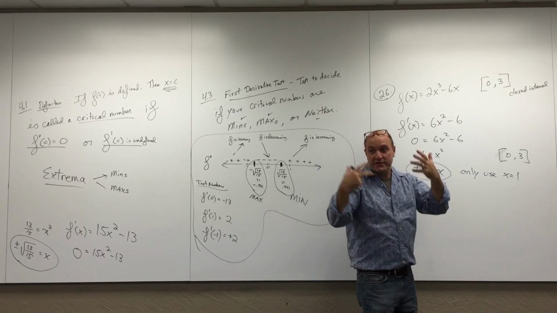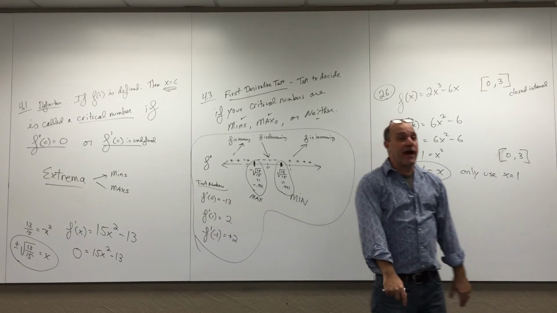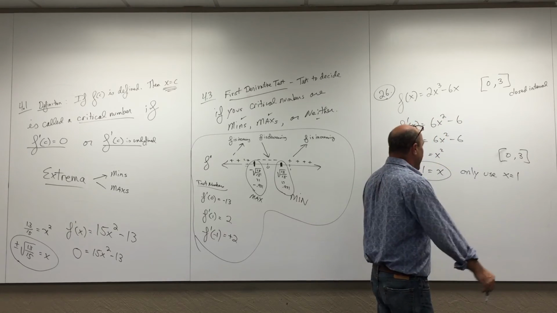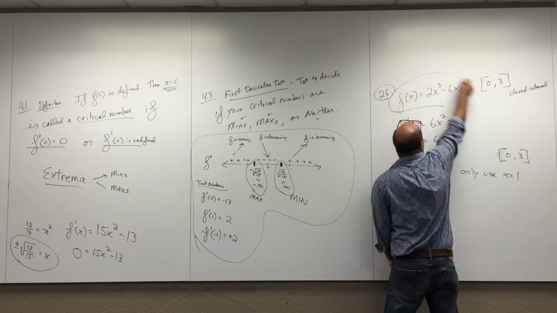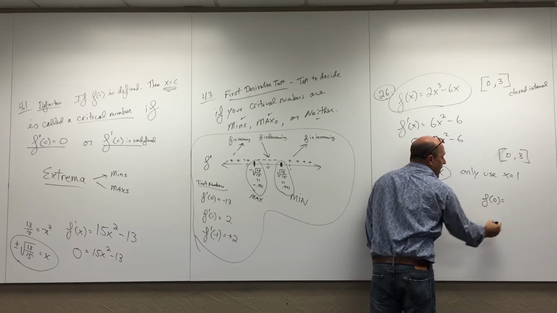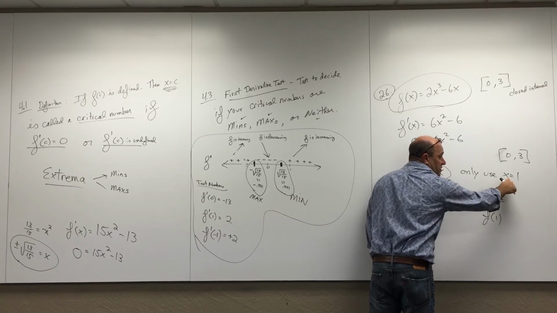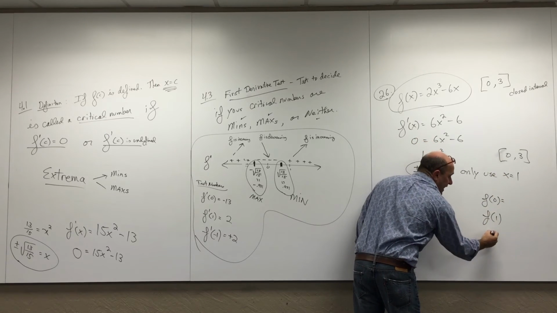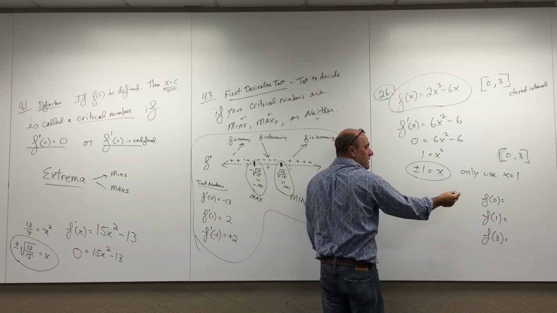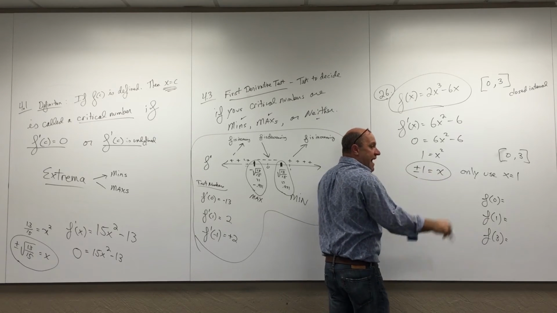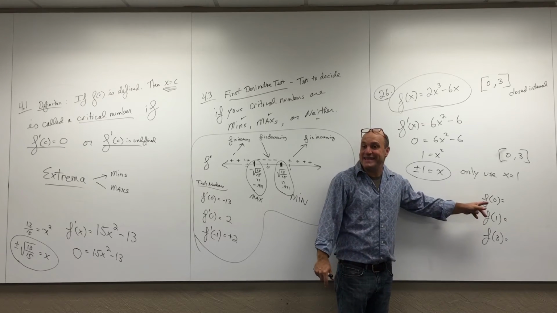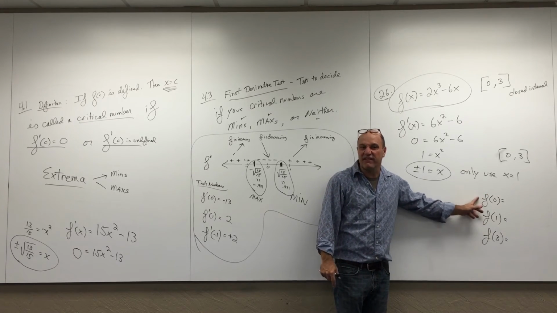So I simply do this. To figure out who's a min or a max, I figure out who has the highest y value and who has the lowest y value. How do I find y values? Plug them into the original function. So I try to find f of 0. I try to find f of 1, that was the critical number I had. And I try to find f of 3. The mins and maxes could occur at the critical numbers you find or at the endpoints of the interval.